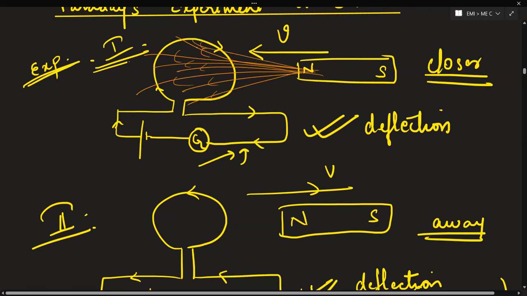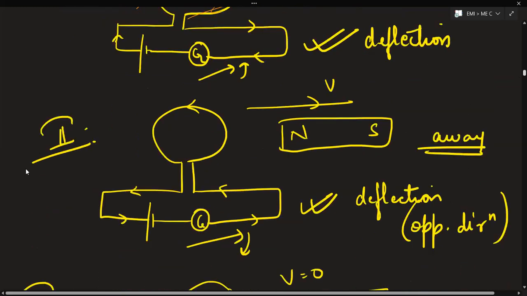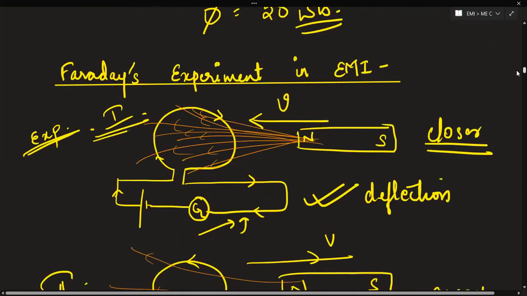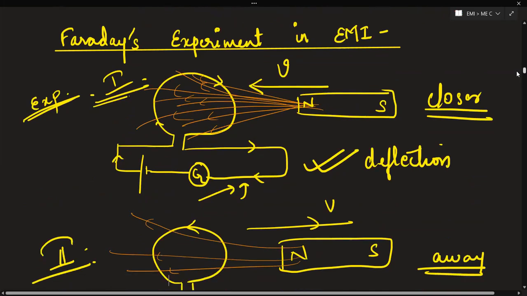The number of field lines increased. But as soon as the bar magnet was moving away, the number of field lines decreased. And in the third case, what happened? There wasn't any magnetic field line produced because no deflection was given. So what is the conclusion from the first one?